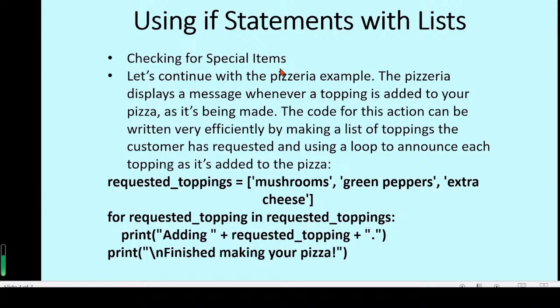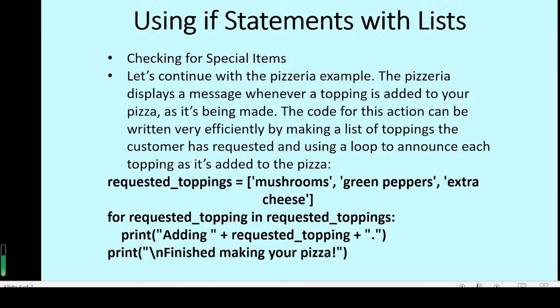So, checking for special items. Let's continue with the pizzeria example. The pizzeria displays a message whenever a topping is added to your pizza as it is being made. The code for this action can be written very efficiently by making a list of toppings the customer has requested and using a loop to announce each topping as it is added to the pizza. So this is a requested toppings list with three items. Then we can write a for loop: for requested topping in requested toppings, for each element of this list, we print adding this requested topping.